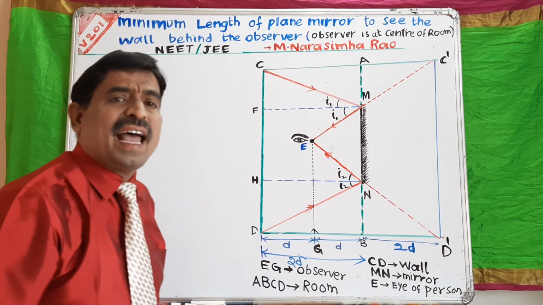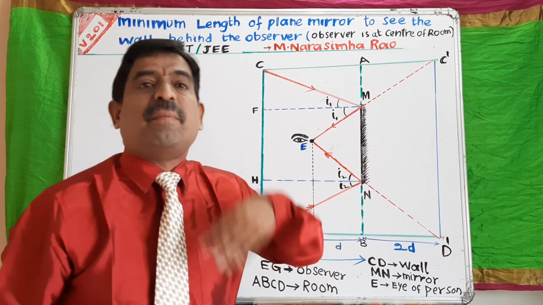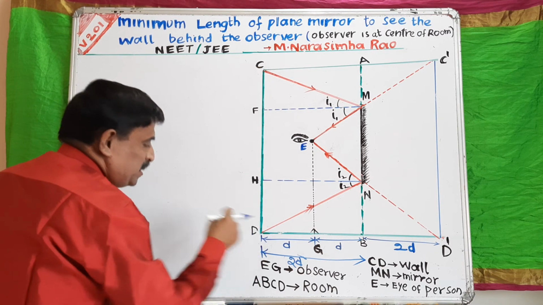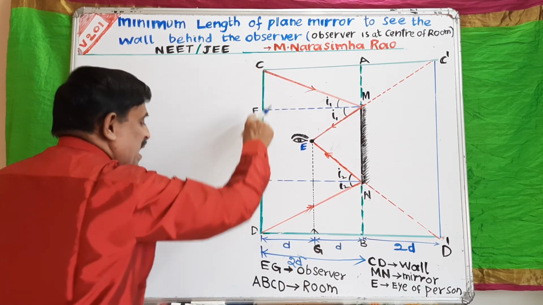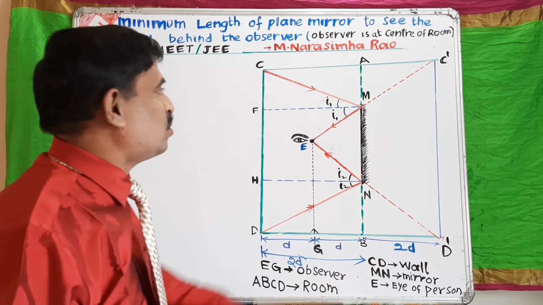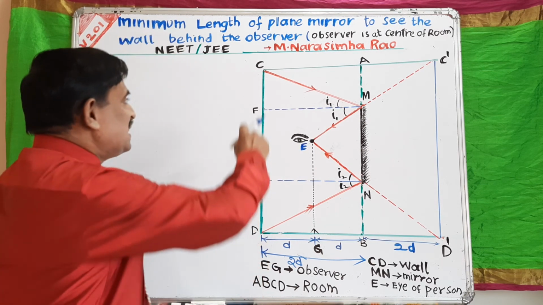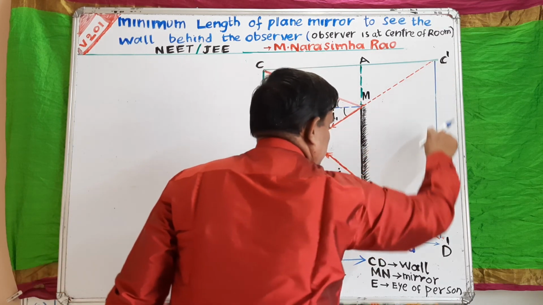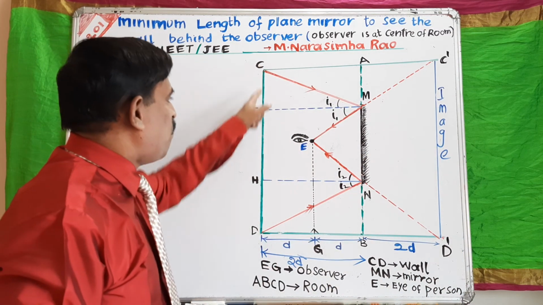Now, when I am standing in front of the mirror, I am the object, and my image is formed behind the mirror. Now, CD is the object. We want to see the full image of the wall CD in this mirror which is fixed to the opposite wall AB. Now please listen. CD is the object. Its image is formed behind the mirror. C dash D dash is the image of this wall.